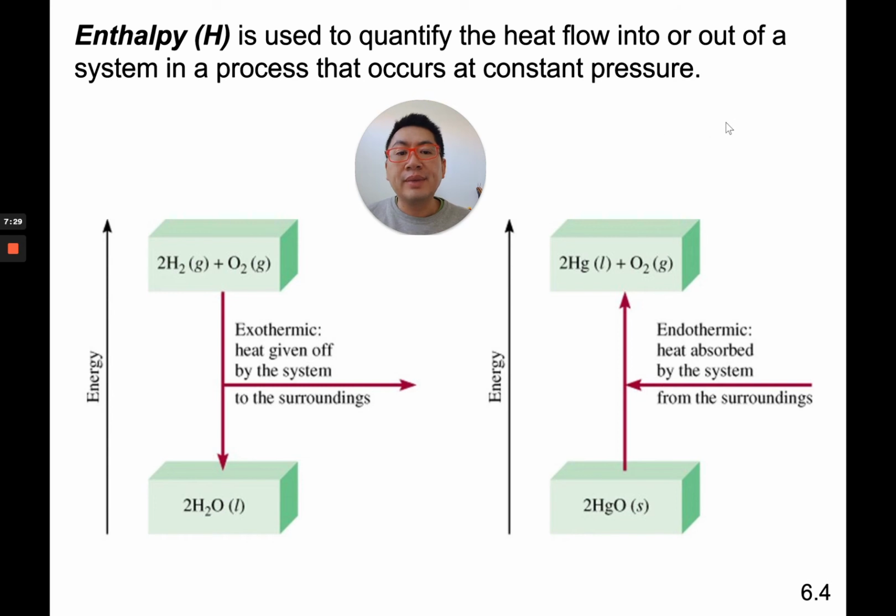Okay, the term enthalpy. Enthalpy, the symbol is H. We'll be using H for enthalpy, not E. E is energy. Enthalpy is used to quantify the heat flow in or out of a system that occurs at constant pressure.